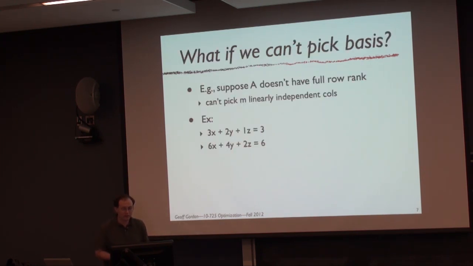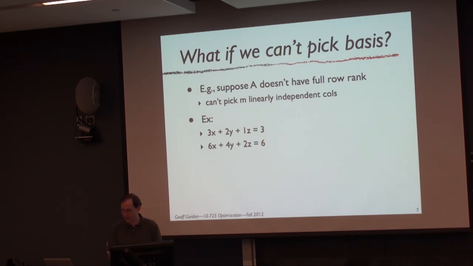All right, so I've been extolling the virtues of bases. What happens if we can't pick a basis? So there's a couple of reasons we might not be able to do it, right? A basis, if there are m constraints, is a set of m variables whose columns are linearly independent, right? And if our constraint matrix A doesn't have full row rank, well, there's no way we're going to be able to pick m linearly independent columns, right? So we won't be able to get a basis.